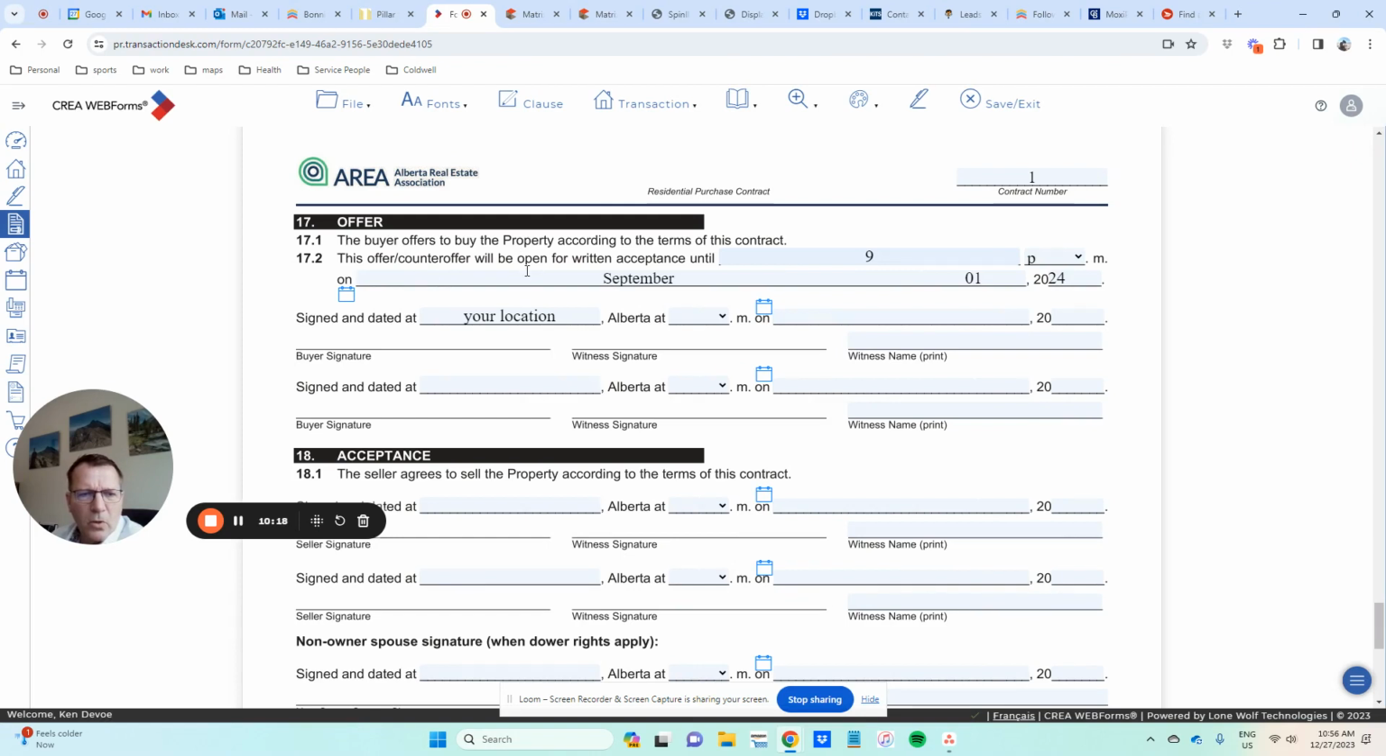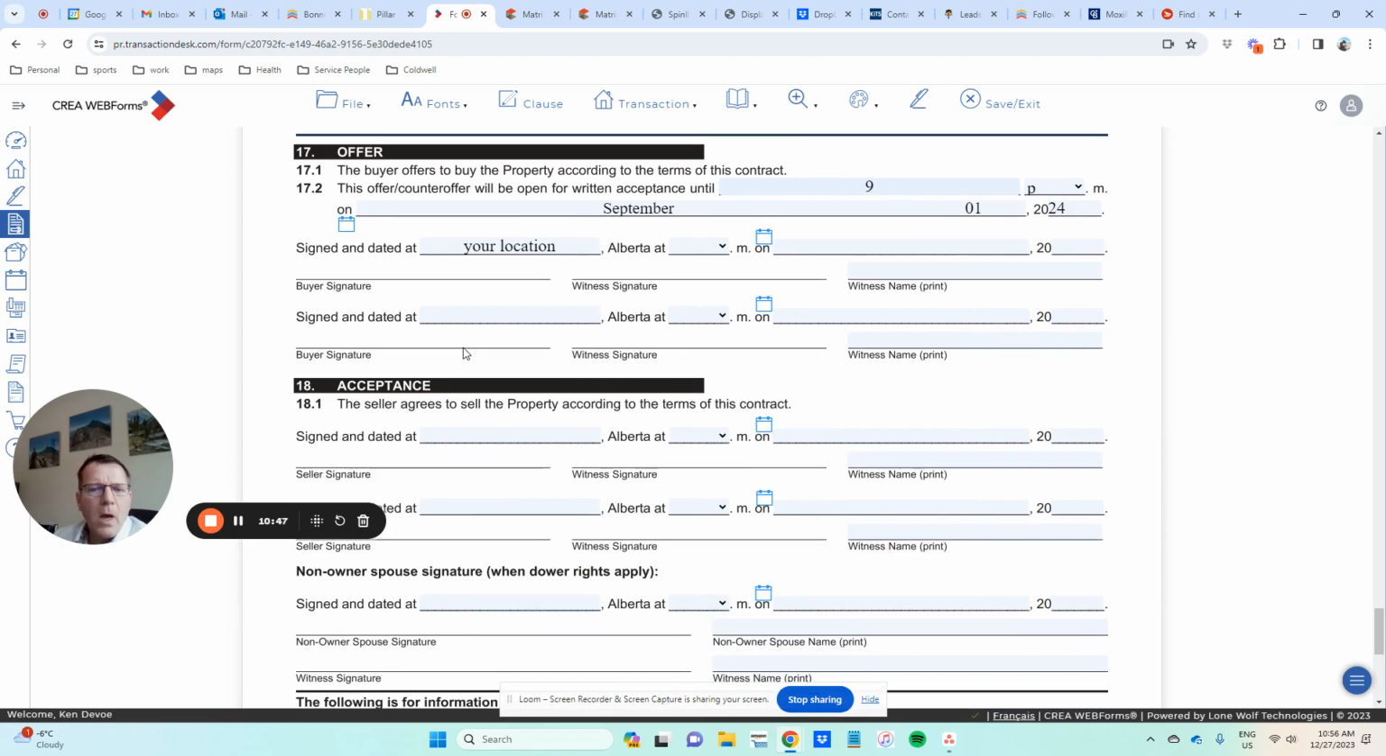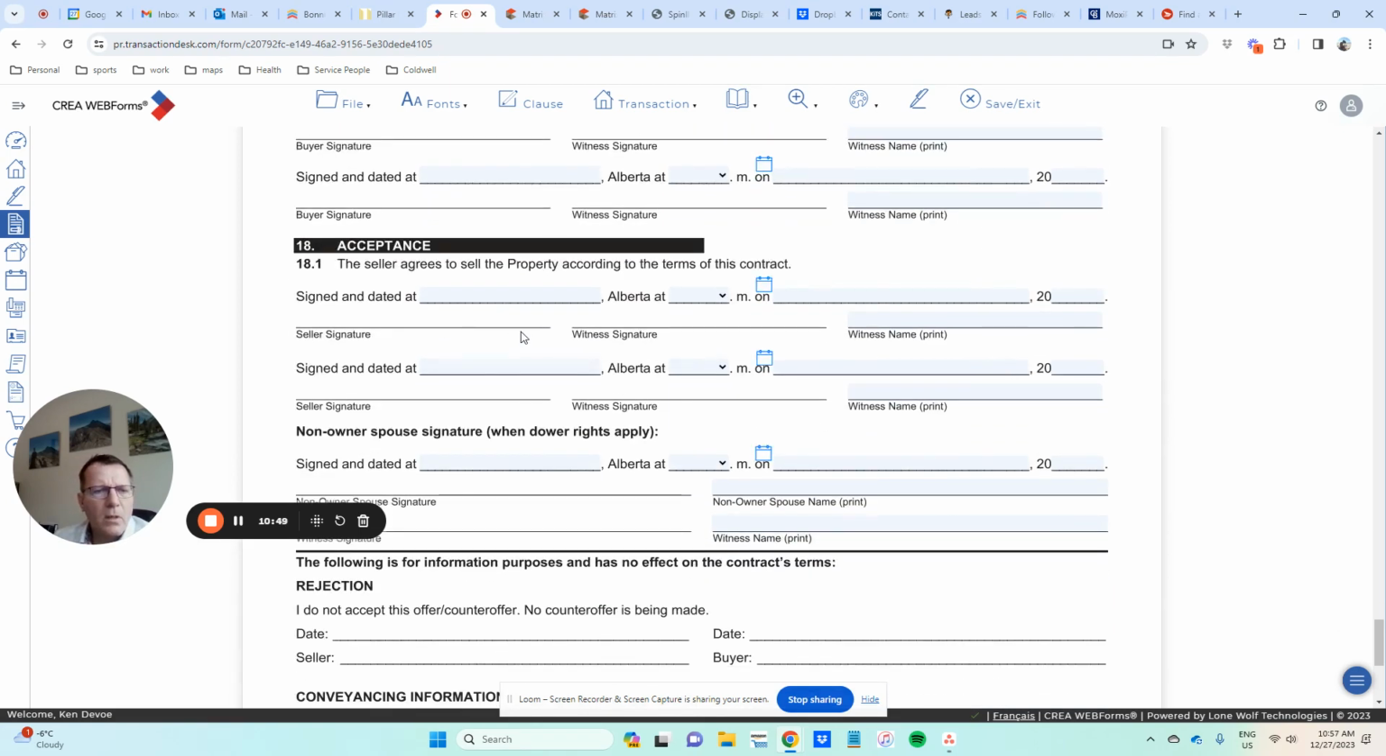Section 17 has to do with the offer. Basically we wrote the offer and it's good until September 1st, 2024 at 9 p.m. We have to have an answer back from the sellers by that point. And then you just sign it wherever you are in Alberta, or wherever in the world. And then signatures go there. If we're together, I will witness it. If you're not together, the electronic signatures work really well too. And then as soon as the sellers accept our offer, they will sign it all in here.